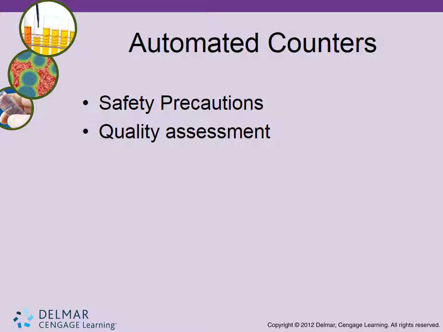Hematology analyzers are a little bit different than your chemistry analyzers. With chemistry analyzers, you can run controls essentially once per shift. But with hematology analyzers, they need to be checked periodically throughout the day, and you should follow standard operating procedures for the type of instrument that you're using.